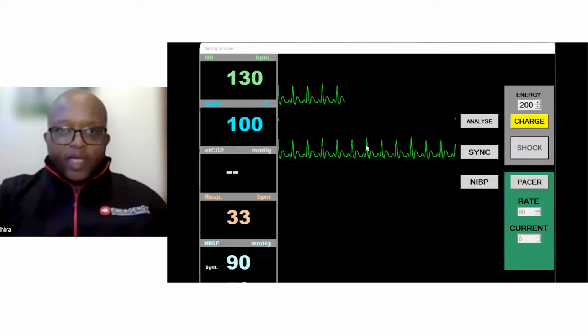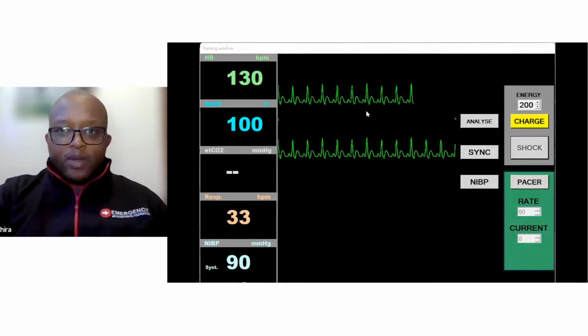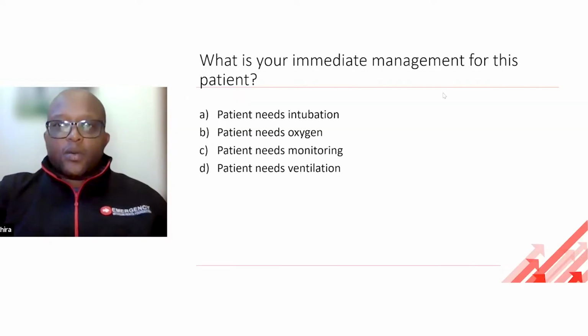So you can see his vital signs. Running a tachycardia. He's saturating at 100. His respiratory rate is 30. His BP is still 90/60. All right, so let's go to the next question. What's your immediate management for this patient?